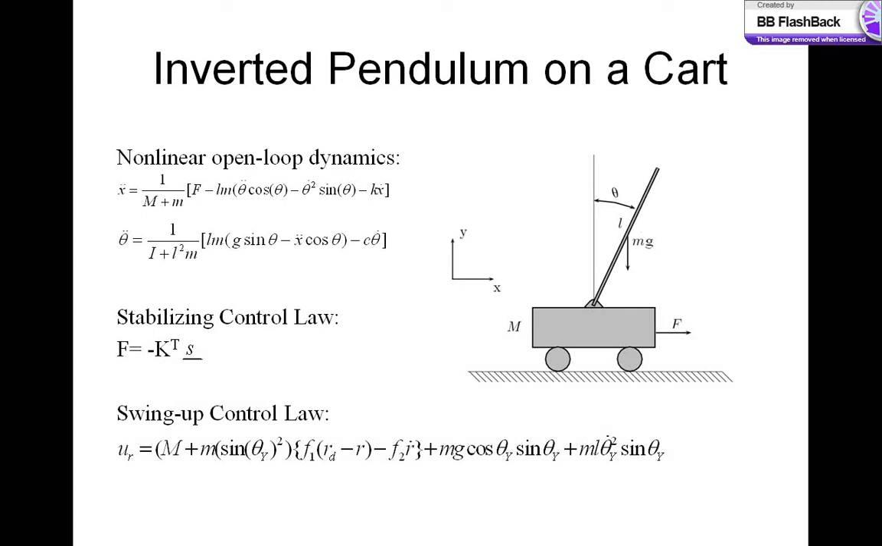The first pendulum considered is the inverted pendulum on a cart. Here is the pendulum which is attached to the cart, and the cart moves horizontally. According to the movement of the cart, the pendulum oscillates. The cart is also bounded in the horizontal distance.